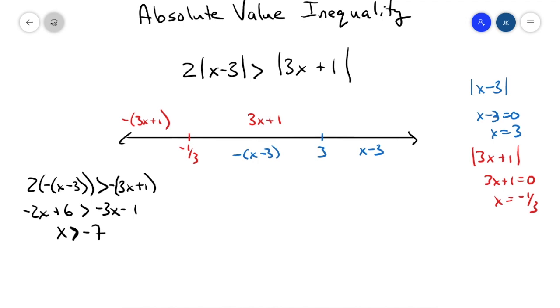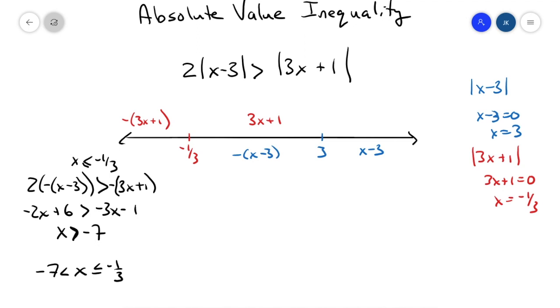And bear in mind that that's the solution to this inequality, but I was in a region here where x was less than negative 1/3. Actually, I can include the negative 1/3 here. With the definition of the absolute value, I can include that endpoint. And so now I know that my solution here is going to work if I pick values of x that are greater than negative 7 and less than or equal to negative 1/3.